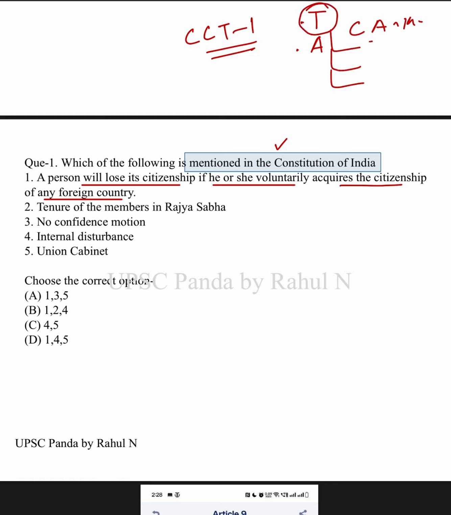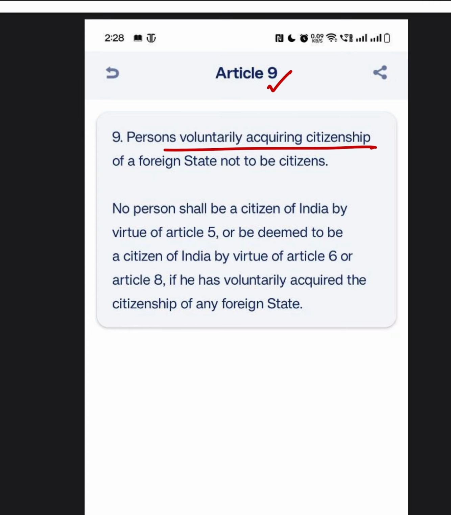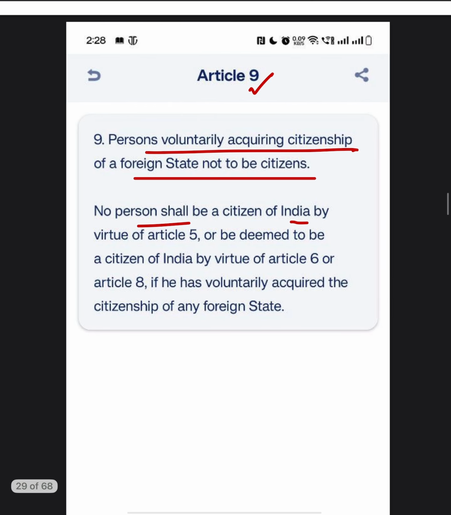See, Article 9. Person voluntarily acquiring citizenship of a foreign state not to be a citizen. No person shall be a citizen if he voluntarily acquired the citizenship of the foreign state. So it is mentioned in the Constitution also. But in detail, all the 3 terminations ways are mentioned in the Citizenship Act. So this statement is correct.